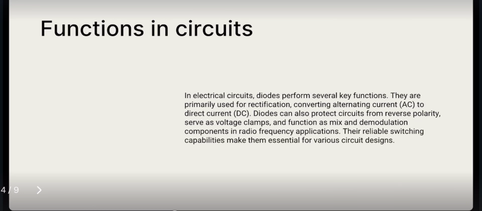Function in circuit. In electrical circuit, diodes perform several key functions. They are primarily used for rectification, converting alternating current AC to direct current DC. Diodes can also protect circuits from reverse polarity, serve as voltage clamp, and function as mixing and demodulation components in radio frequency applications. Their reliable switching capabilities make them essential for various circuit designs.